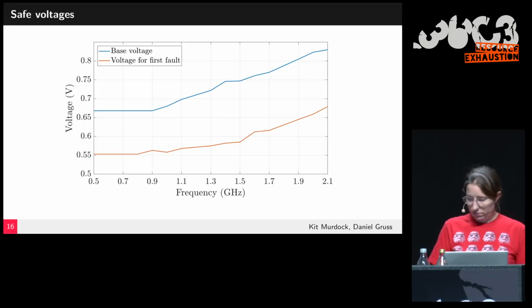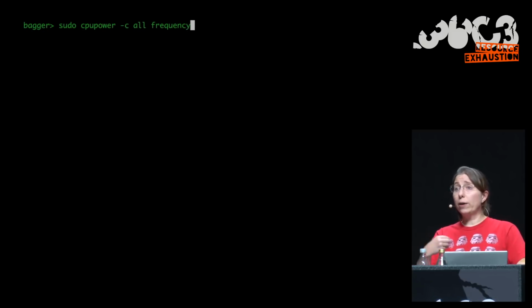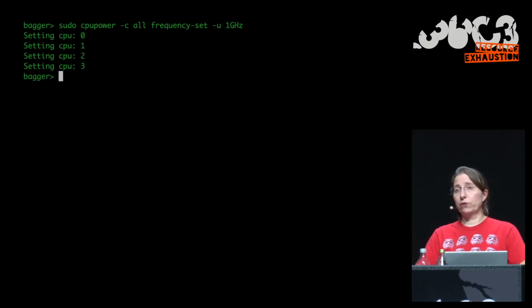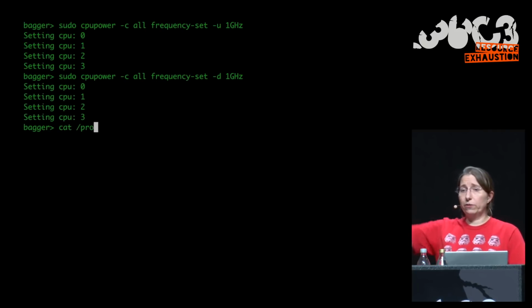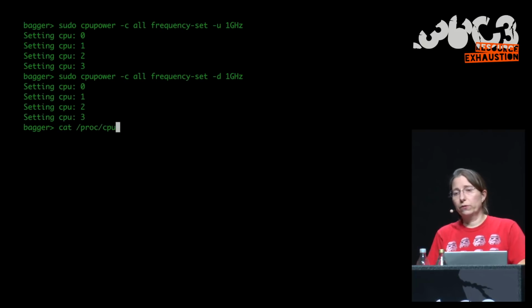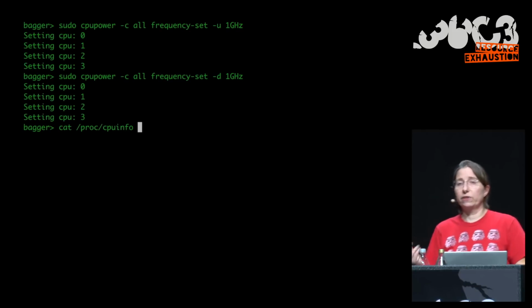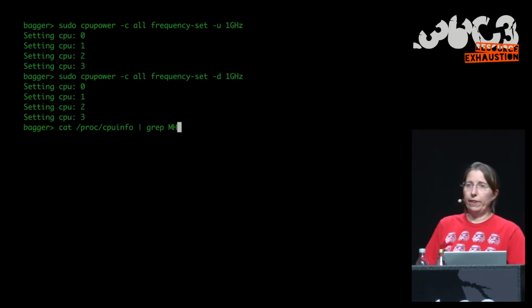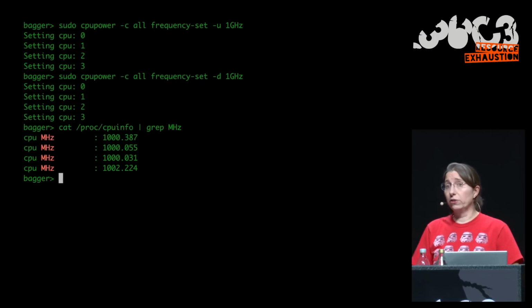So I'm going to show you what I did. The first thing I'm going to do is set the frequency to be one thing, because I'm going to play with voltage. And if I'm going to play with voltage, I want the frequency to be set. So it's quite easy using CPU power. You set the maximum and the minimum to be 1 gigahertz, and now my machine is running at exactly 1 gigahertz. Now we'll look at the bit of code that you need to undervolt.